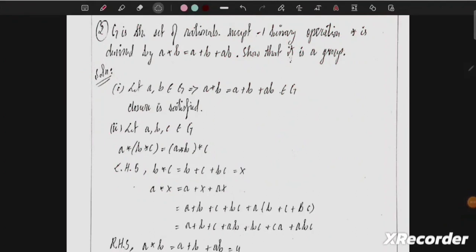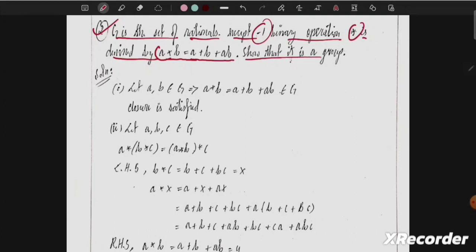Now let's check out the next example, that is example number 2. G is a set of rationals except minus 1. Binary operation star is defined by A star B equal to A plus B plus AB, so that it is a group. The first condition is the closure property, that is, let A, B belong to G, A star B equal to A plus B plus AB belongs to G. Obviously it is satisfying the closure property.